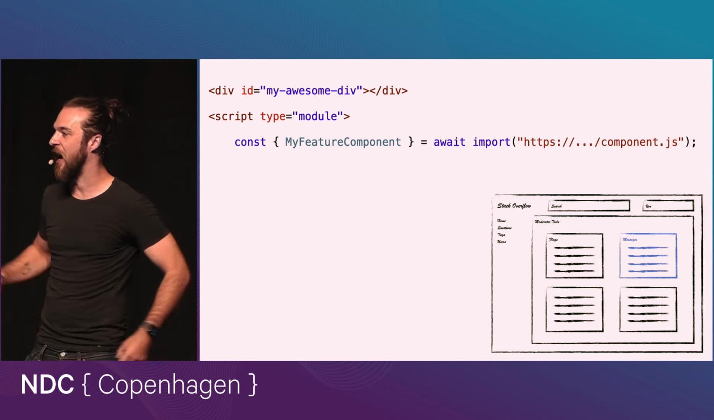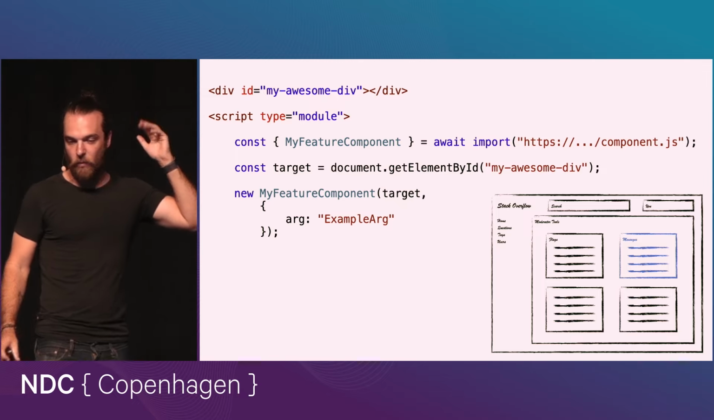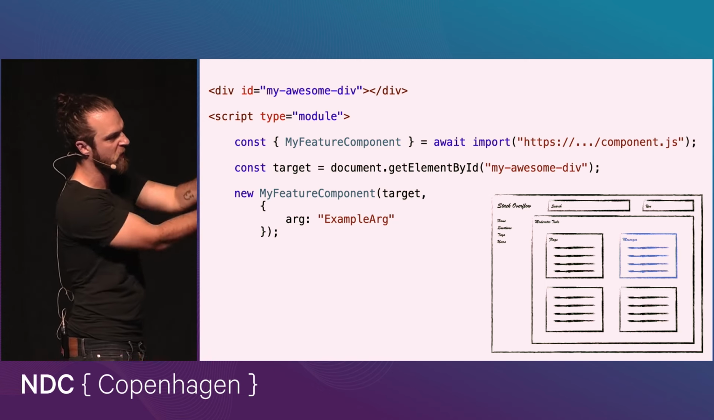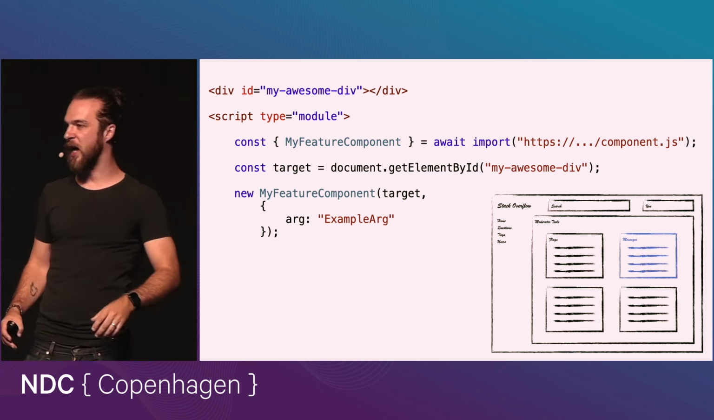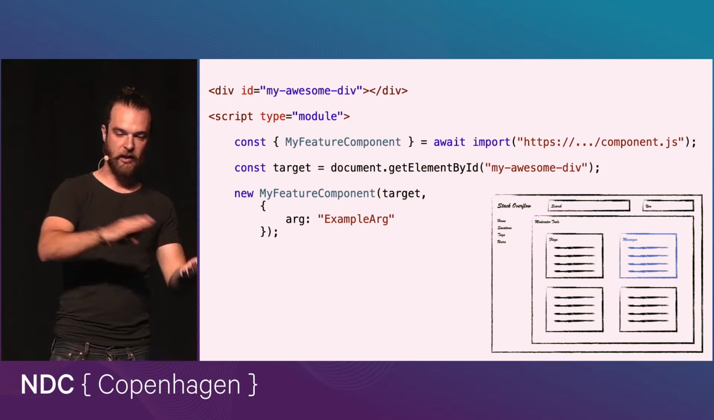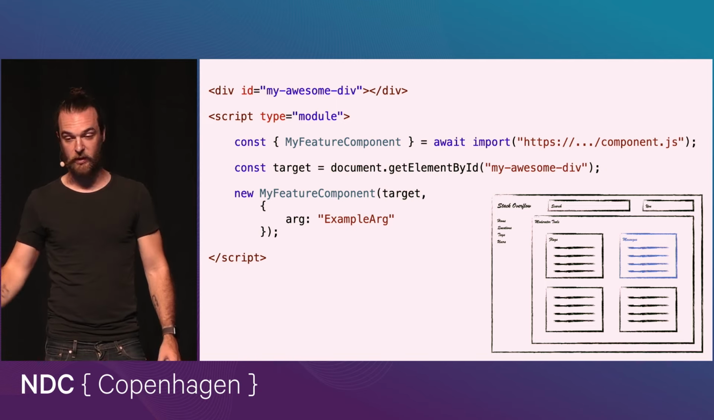Then I've got another line, again, just plain JavaScript, document.getElementById, my awesome div, so find me my empty div. And then it's just some syntax to say, put what I've loaded onto the empty div. We've gone with this new, and then the class name, and then you pass in the target div, and then I've given some example arguments object, but you could have just done a function. It's some syntax that you make up to say, put the stuff I've imported into the div. And that's it. That's the script. That's how you get this running on the page. Nice and easy.